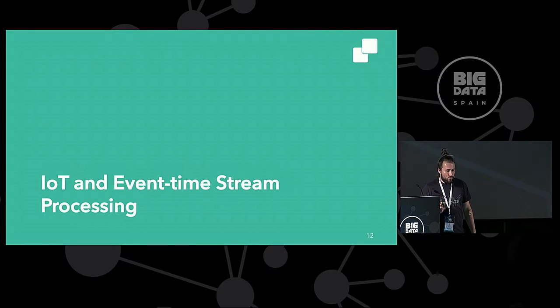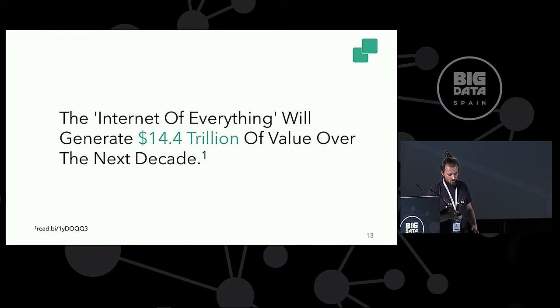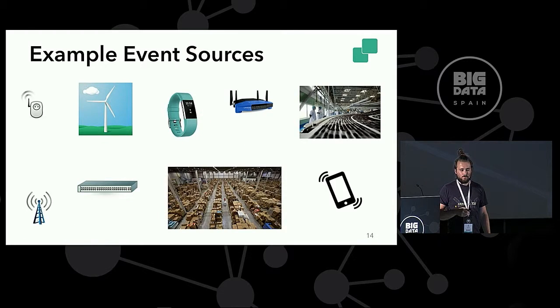So let's move on to IoT and event time stream processing. I want to first throw out this little number. I took this from a somewhat recent article in the Business Insider, I think, and they say that the Internet of Everything, which is, I think, a more general term for Internet of Things, will generate $14.4 trillion of value over the next decade. So just to give you a scale of what some people think is the importance of this market, just for motivation.